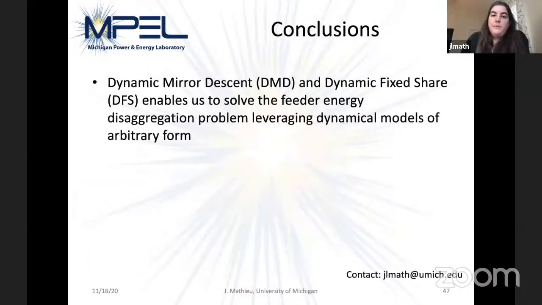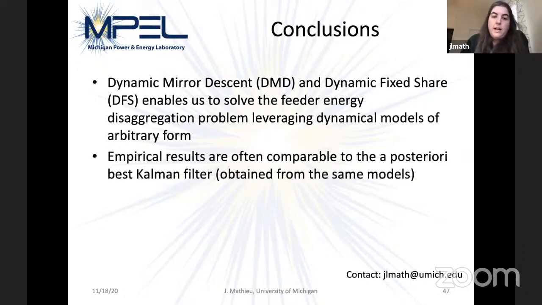So, conclusion. First, just some conclusions on this last part where I talked in depth about our approaches to use dynamic mirror descent and dynamic fixed share. These algorithms allow us to solve feeder energy disaggregation problems. And what's nice about them is you can use all these different models of the system and they don't have to be of a particular form like linear. What we find is that the empirical results are often comparable to the best, or at least the average Kalman filter approach, our benchmark approach in these cases, but you have no guarantees on this.